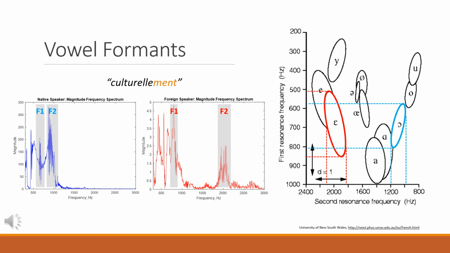The blue frequency spectrum is for this vowel spoken by the native French speaker. The red is for the foreign speaker. We can see that for 2 different pronunciations, the formants are in different places.